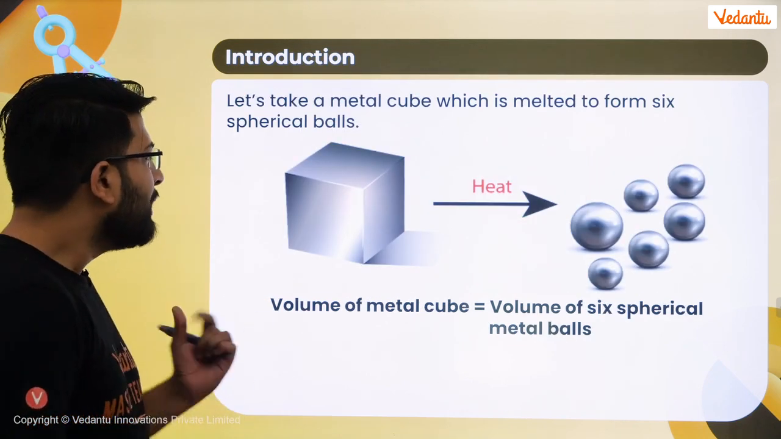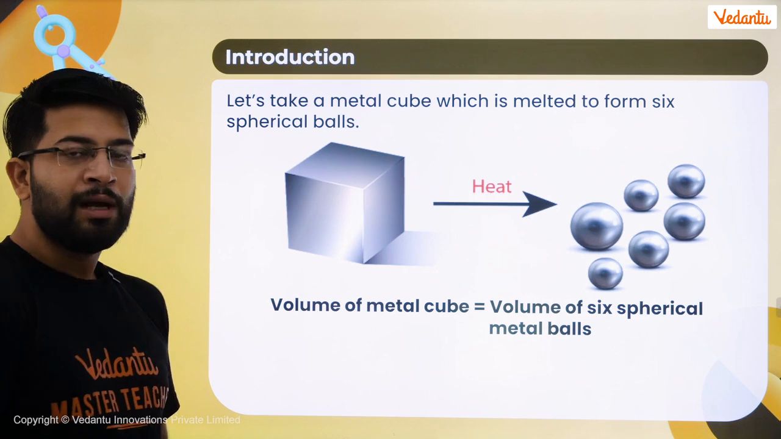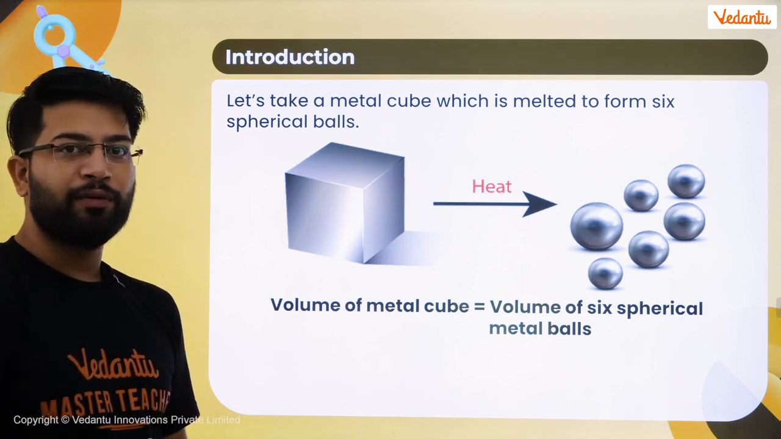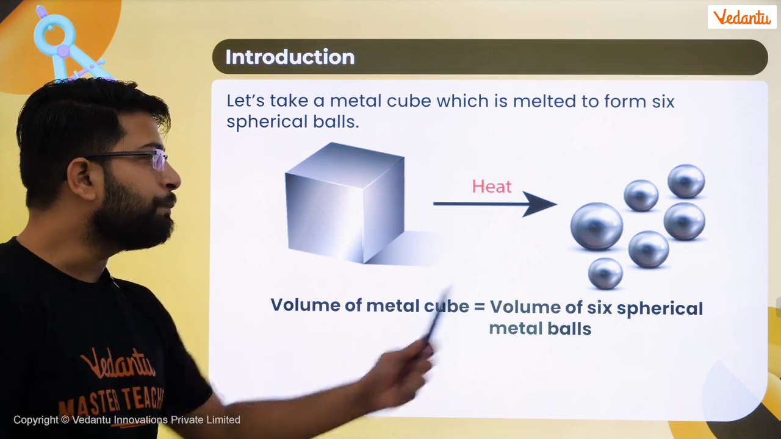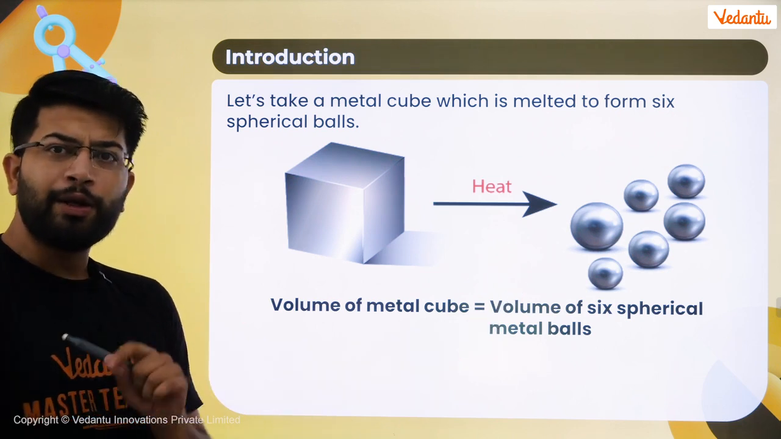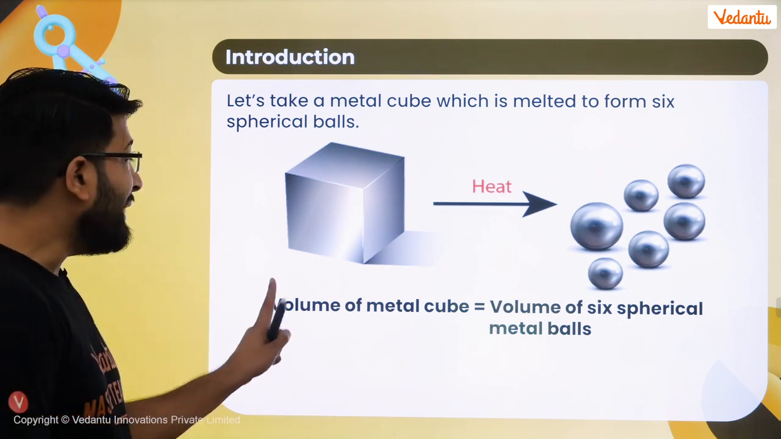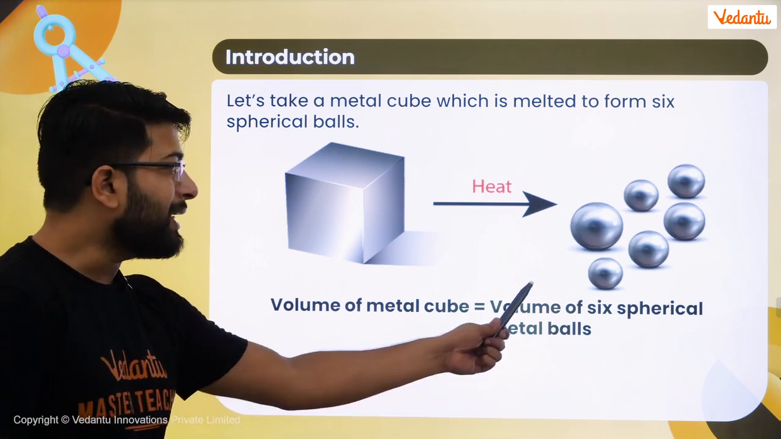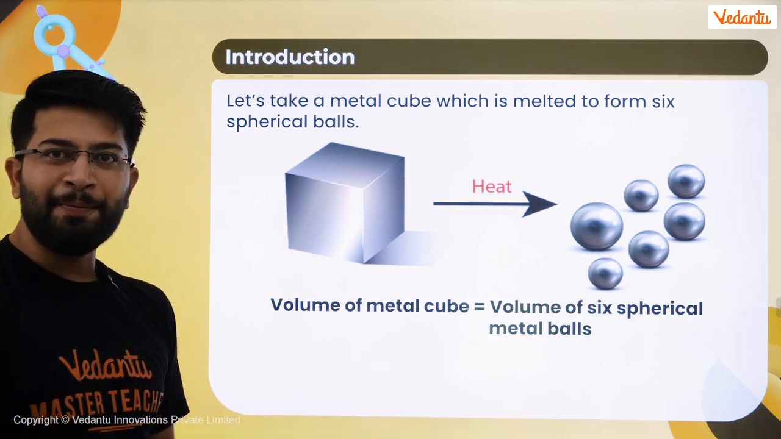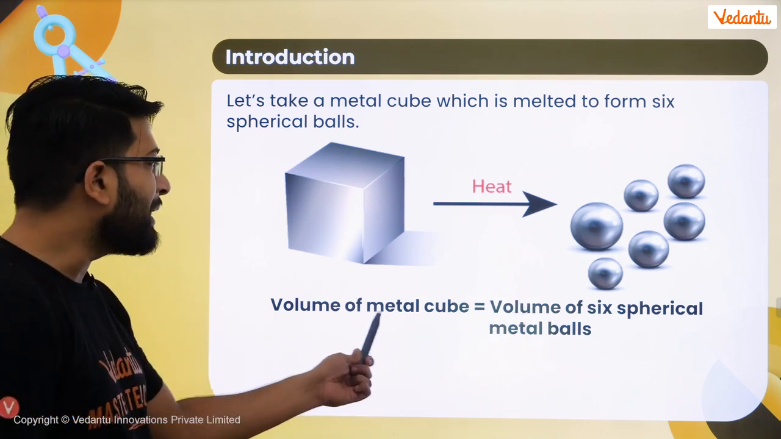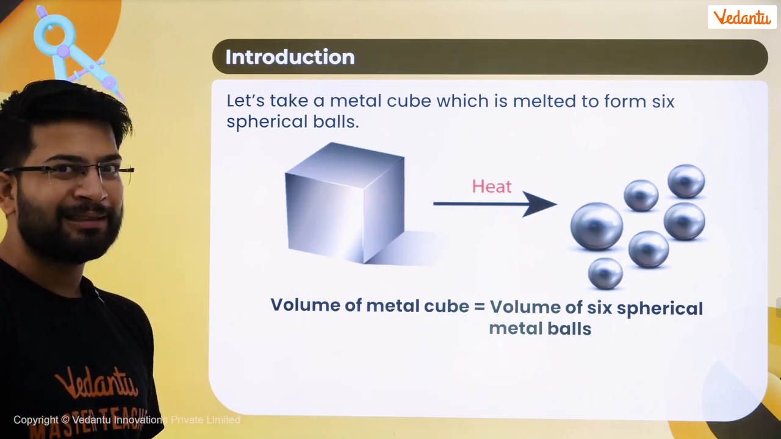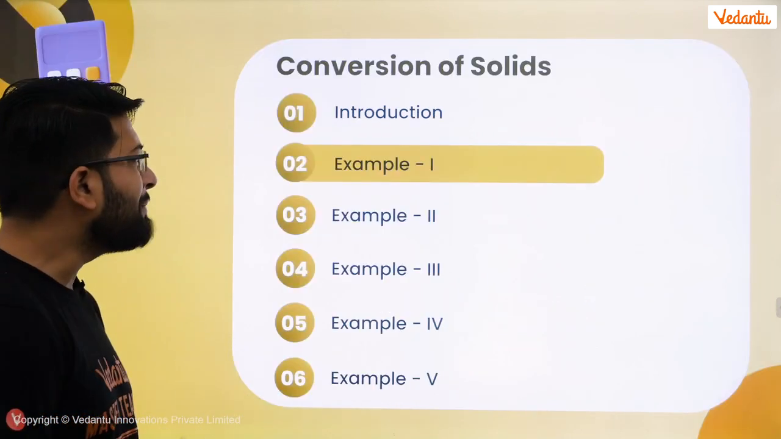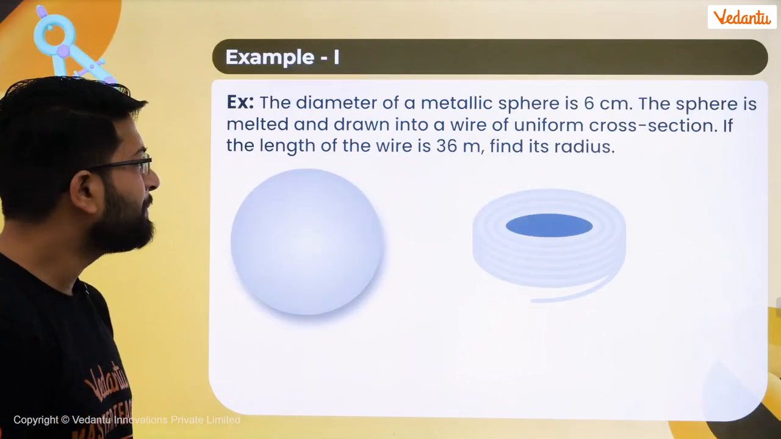Let's say we have a metal cube and we are melting the metal cube. And from the melted material, we are making 6 spherical balls. So now, the material in the metal cube and the material in all the 6 balls will be the same. That is why the volume of the metal cube will be equal to the volume of the 6 spherical metal balls. I hope it is clear. Okay champ, so now let's solve some examples on it.